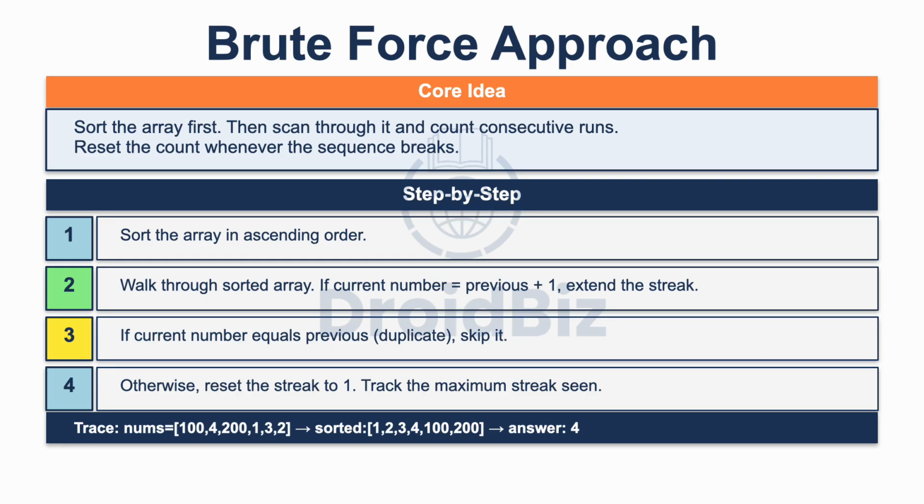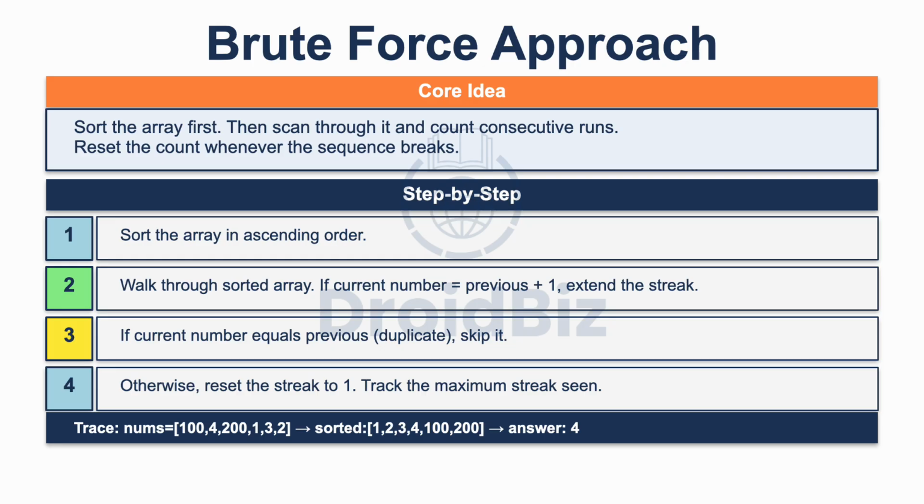Step 2. Walk through the sorted array. If the current number equals the previous number plus 1, we extend our current streak by 1. Step 3. If the current number equals the previous number, it is a duplicate. We simply skip it and move on. Step 4. If neither of those, the sequence has broken. Reset the streak to 1 and start counting fresh. At every step, keep track of the maximum streak seen so far.